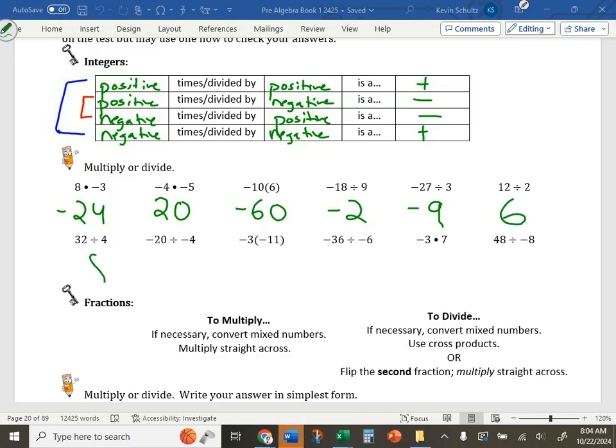Positive 8. Negative 20 divided by negative 4. Positive 5. Negative 3 times negative 11. 33. Negative 36 divided by negative 6. 6. Negative 3 times 7. Negative 21. And 48 divided by negative 8. Negative 6. Wow. Okay? Any questions on those?